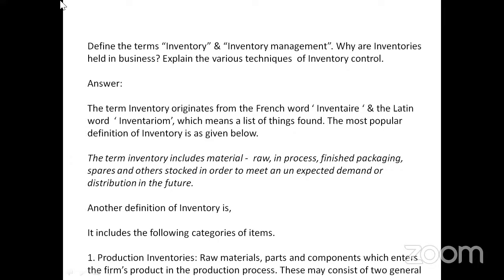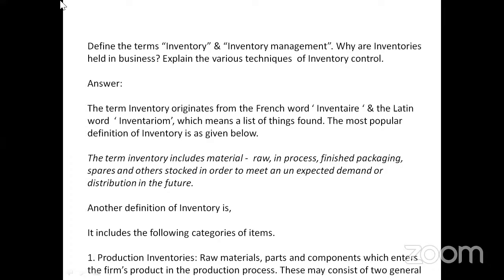Sir, inventory is the accounting of items, component, parts, raw materials that company uses for the production. The term inventory includes material like the raw material in process. That means semi-finished goods, finished goods, spares, and other items in the stock in order to meet an unexpected demand or distribution in the future. The raw material is a part of the inventory.